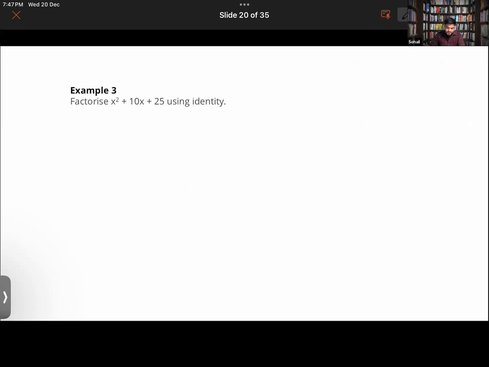Now see this question. Solve this one. You're done? Anyone? At least अभी तक identify आपने कर लिया होगा, like which identity has to be used here.